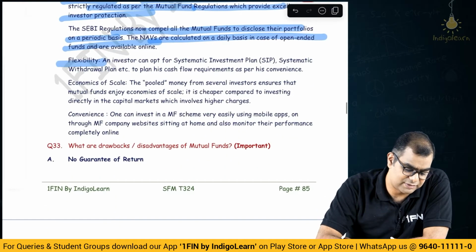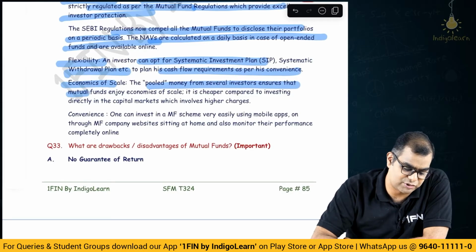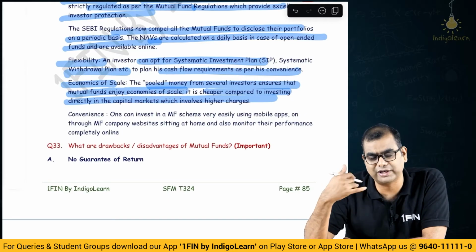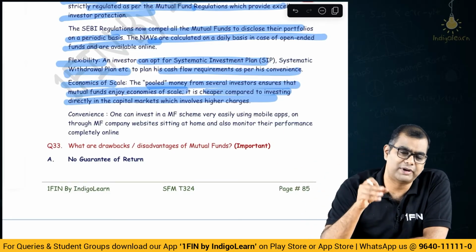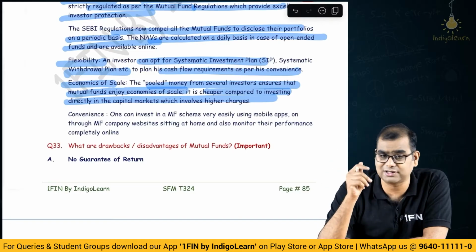Then they also give you flexibility. We can opt for a SIP or SWP, as I was telling you, and plan the cash flow requirements as per your convenience. Then economies of scale: pooled money from several investors ensures that mutual funds enjoy economies of scale. It is cheaper compared to investing directly in the capital market, which involves higher charges. If you invest directly, you have to do independent research, and 20 people would each have to do research. Rather, all of you pool money and give it to one person, who does the research and makes investment decisions, and that person is also an expert.